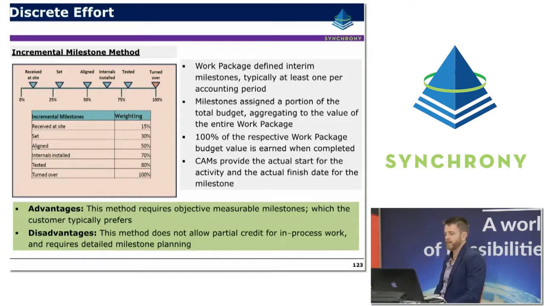The advantages of this method is that you have objective, clear, measurable milestones, which the customer, who's obviously paying, typically prefers. The disadvantage is that it doesn't allow for partial credit for in-process work, and it requires a bit of detailed milestone planning, which I think is a good thing. But basically, the gaps between those milestones, there's no credit given for those. But typically, if you have a lot of these happening at once, via swings and roundabouts, the credit tends to get claimed, and it tends to work out quite well.